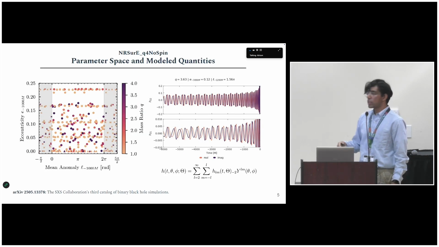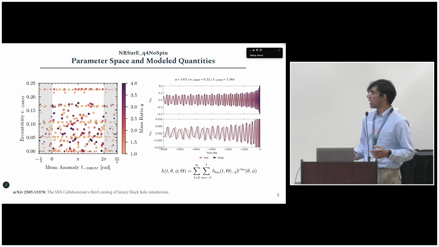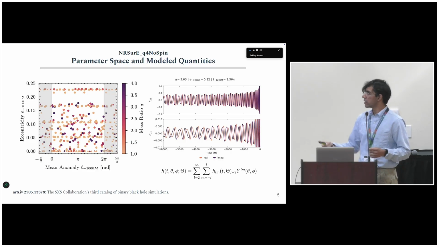So the eccentric non-spinning parameter space that we're working with was three-dimensional, consisting of the mass ratio, which was between 1 and 4, the eccentricity, which is a parameter which quantifies the degree of deviation from circularity, and the mean anomaly, which is a circular parameter, or a periodic parameter rather, which quantifies the position of an object on an eccentric orbit compared to its periastron, or the point of closest approach.